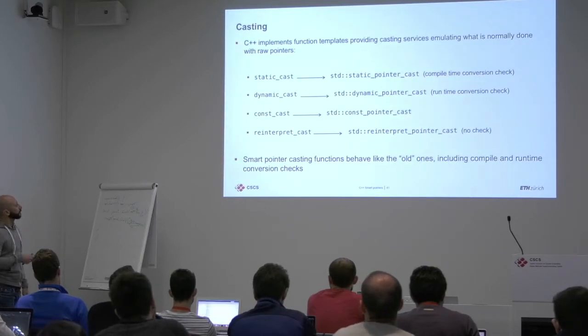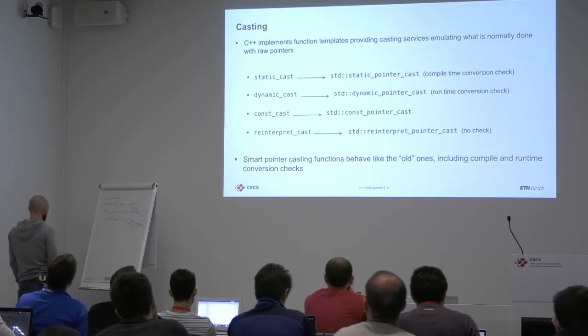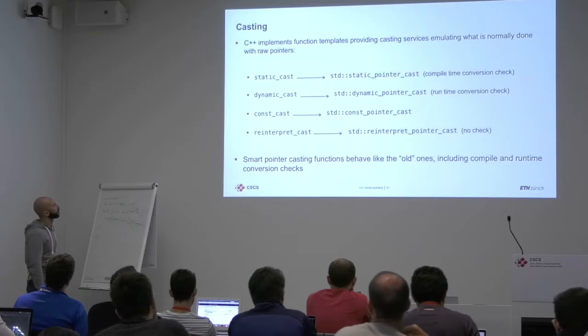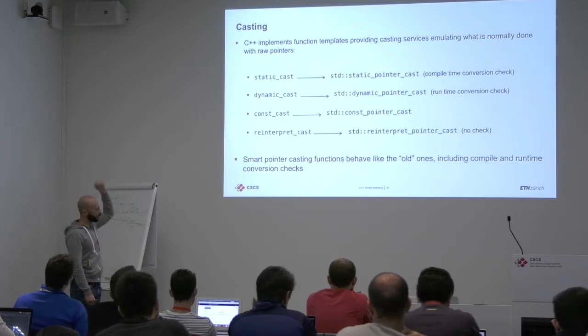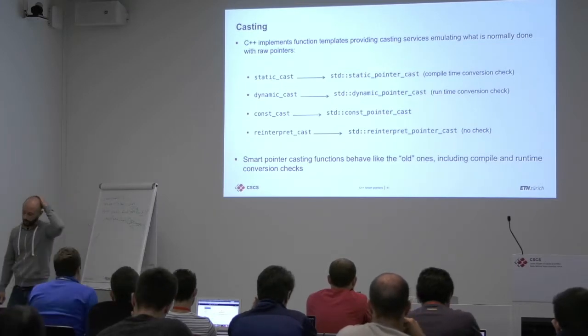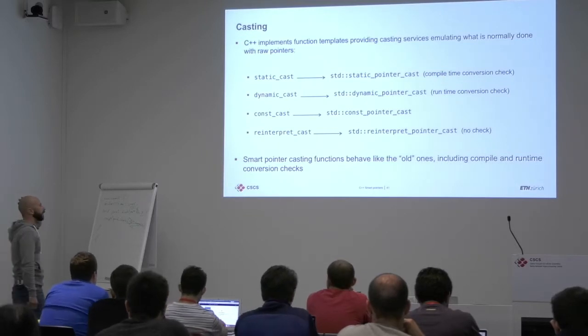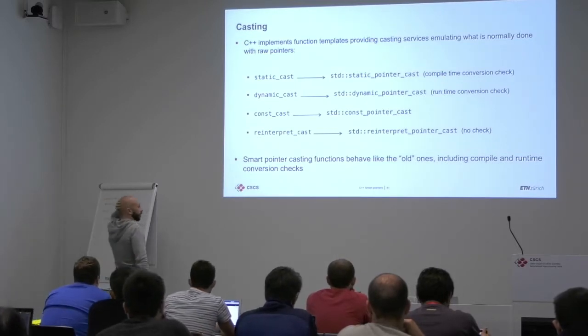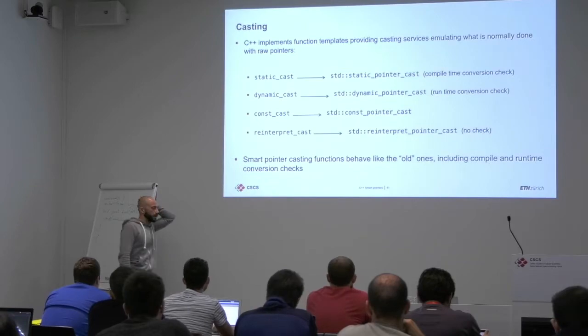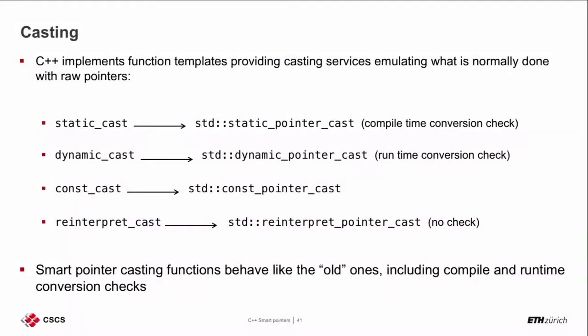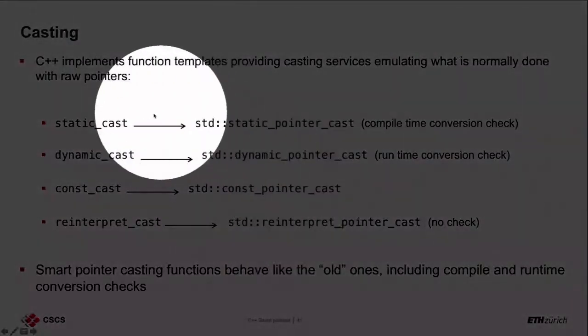You have the same features of the raw pointers also in terms of casting operations. So you know that there are 4 different types of casting for pointers. You have the static cast that provides you a compile time conversion check. The dynamic cast that has a runtime conversion check. Then you have the const cast that is just about the constness removal. And then you have the reinterpret cast that has no check at all. This was for the raw pointers.